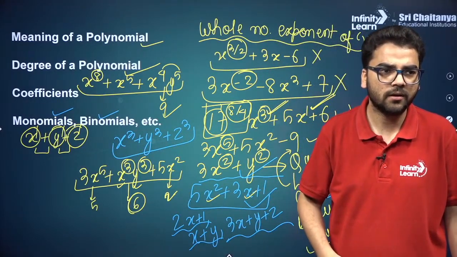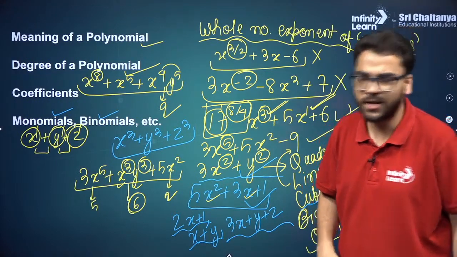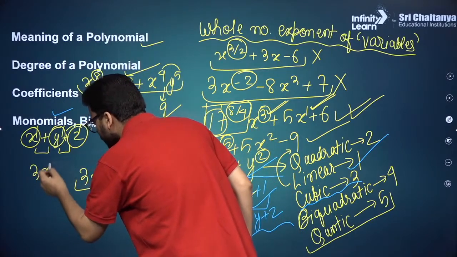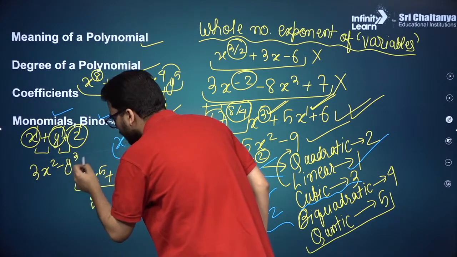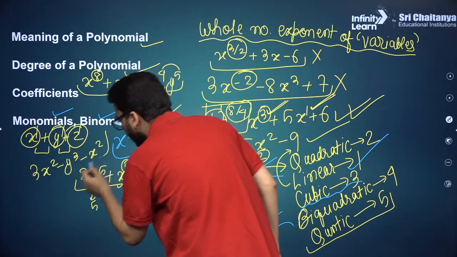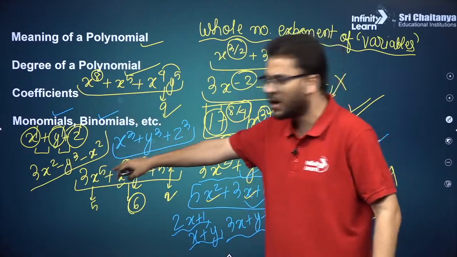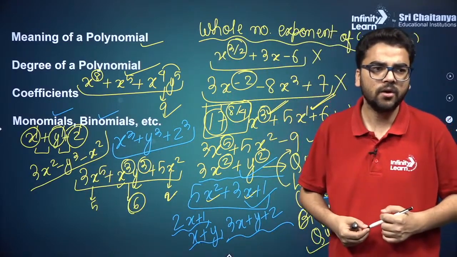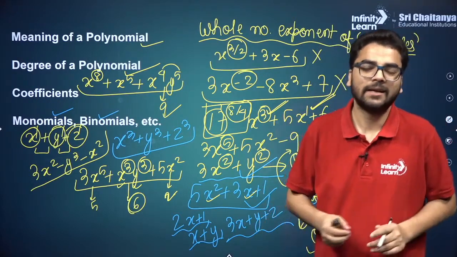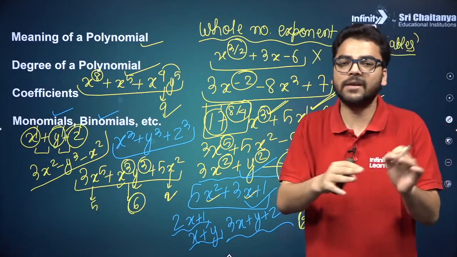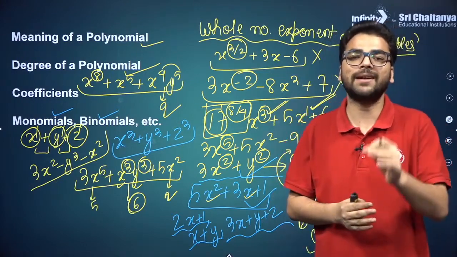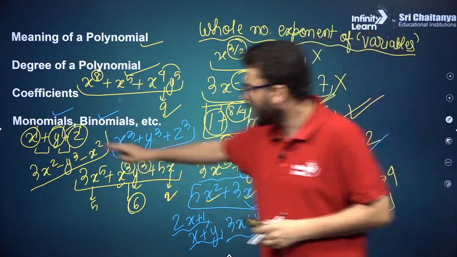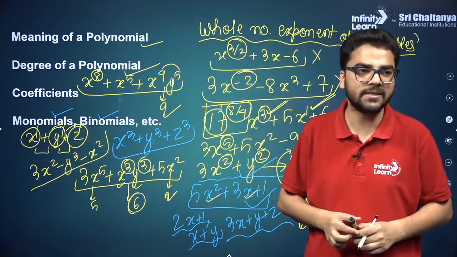Suppose I ask you a question. What type of polynomial is this? Is this a monomial, binomial or trinomial? Mono means 1, bi means 2, tri means 3. No, it's not about 3 variables. See, monomial, binomial, trinomial, you can decide on the basis of the number of terms. You got that logic? Terms are 3, therefore it is a trinomial. That's it.